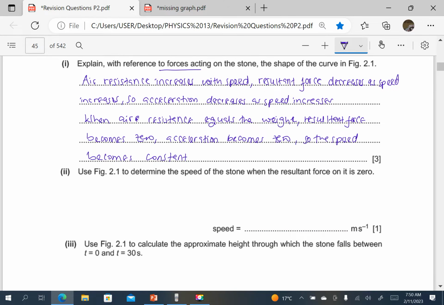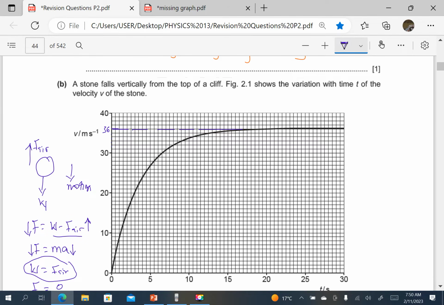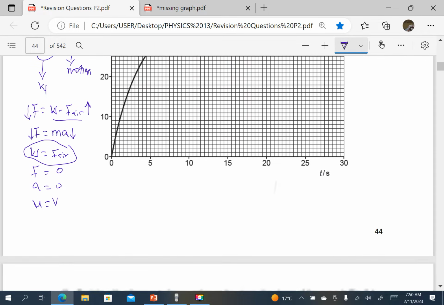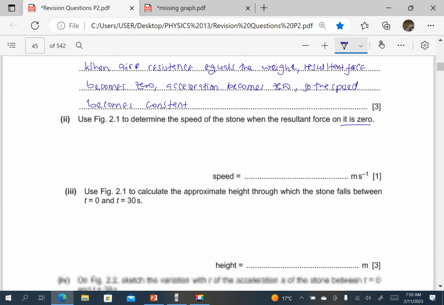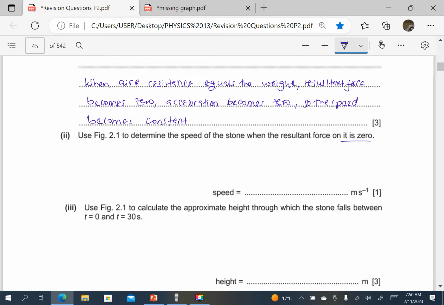Use the figure to determine the speed of the stone when the resultant force on it is zero. When the resultant force is zero, it means the speed is constant. So we have to look for the constant speed. And the constant speed is, I think, 36 from the graph, where the graph becomes horizontal. So when the resultant force F equals zero or acceleration is equal to zero, it means that the speed is constant.